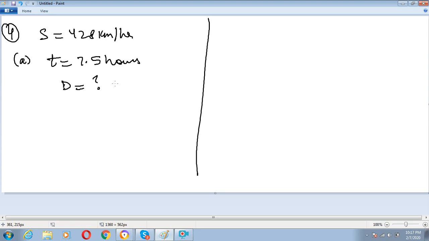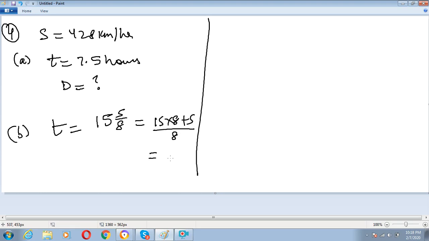Simple. Same formula. What is the formula? Distance equals speed into time. That's all. Just multiply both. Got it? And for the B part also you can do it. Time is 15 pi by 8, converted into a proper fraction. Solve this, whatever you get.